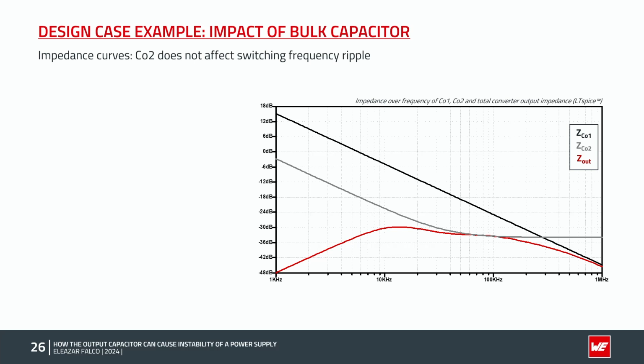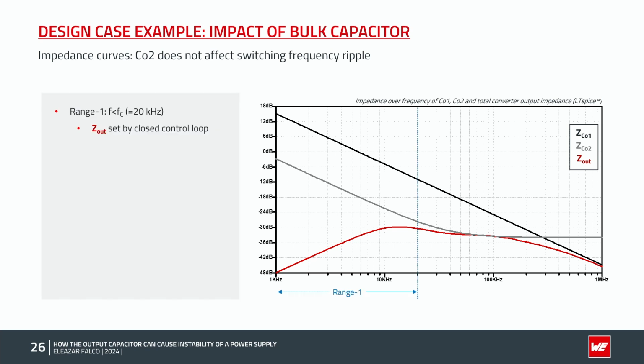Now here we can see the impedance curves over frequency of CO1, the 3 MLCC capacitors in black, CO2, the hybrid polymer bulk capacitor in gray, and then we have the output impedance of the converter in closed loop operation in red. And this was obtained via a SPICE simulation. Now we can divide this into 3 different frequency ranges.